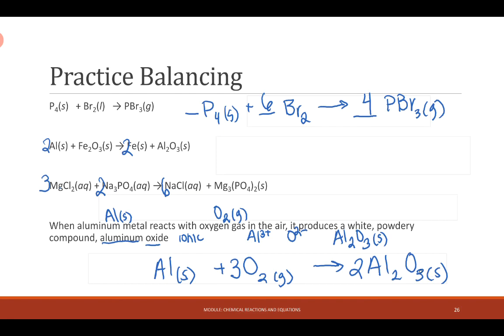So I did that because I had an odd number on one side and an even number on the other, and so I was trying to make it even, and I could do that by doing a 2 and a 3, and that's going to make that coefficient a 4.